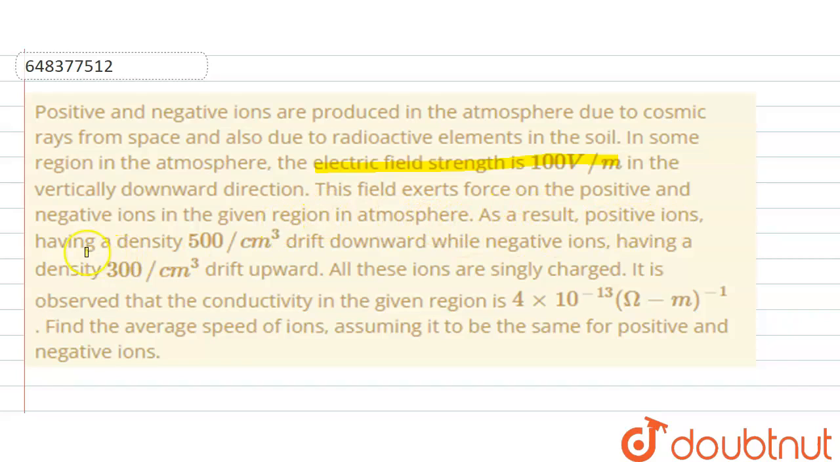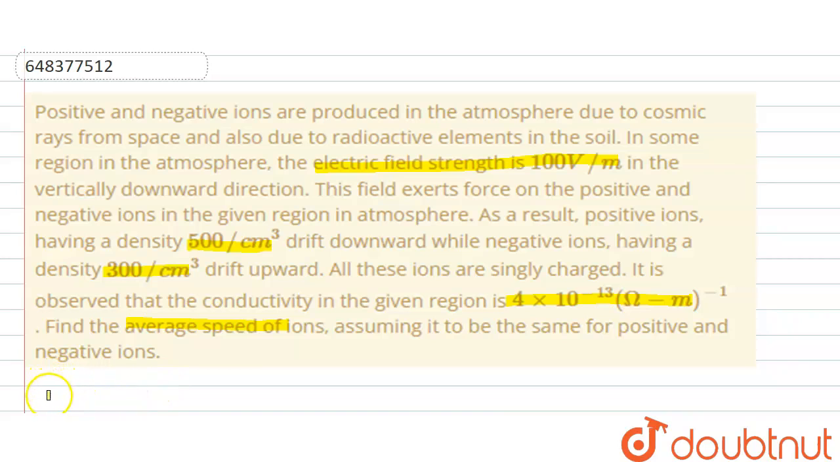As a result, positive ions having a density 500 per centimeter cube drift downward, while negative ions having a density 300 per centimeter cube drift upward. All these ions are singly charged. It is observed that the conductivity in the given region is 4 into 10 raised to minus 13 per ohm meter. Find the average speed of ions, assuming it to be the same for positive and negative ions.